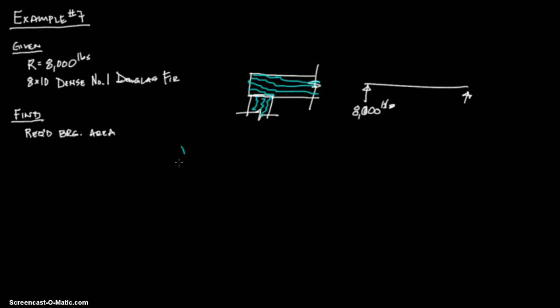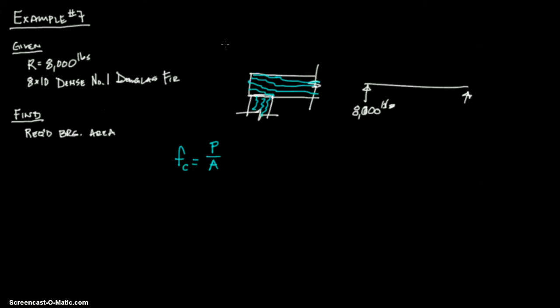So I like to look at this problem as a simple stress in compression equals P over A, and we've done that before. You want to figure out what area can handle that stress, or that P. And the P is 8,000 pounds. So we know P is 8,000 pounds. We can figure out the area, but we don't know the area, the bearing area. What we know is that it's 8 by 10.